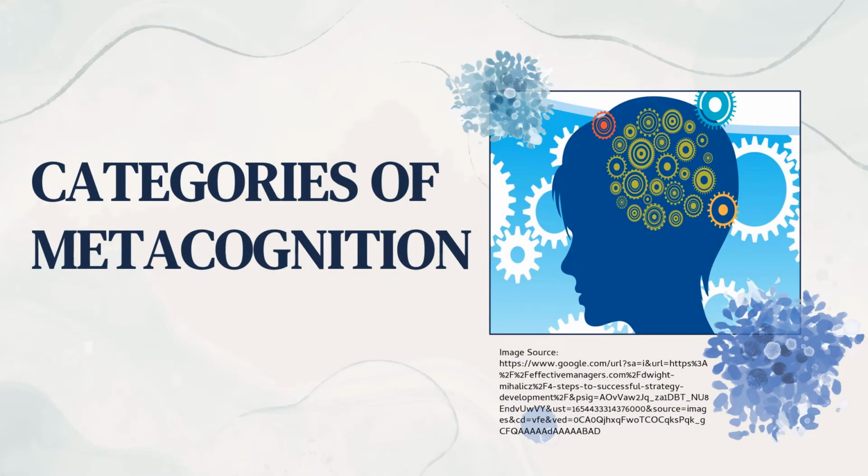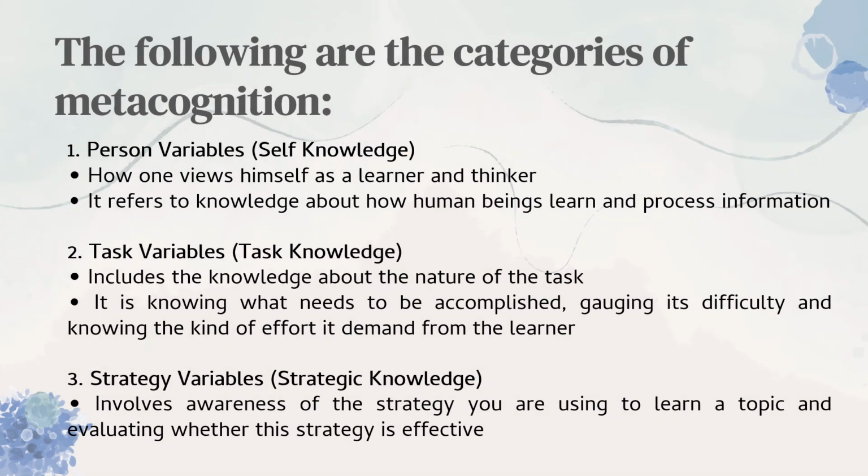Let us now move on with the next subtopic, the categories of metacognition. The following are the categories of metacognition. Number 1, person variables or self-knowledge. How one views himself as a learner and thinker. It refers to knowledge about how human beings learn and process information.